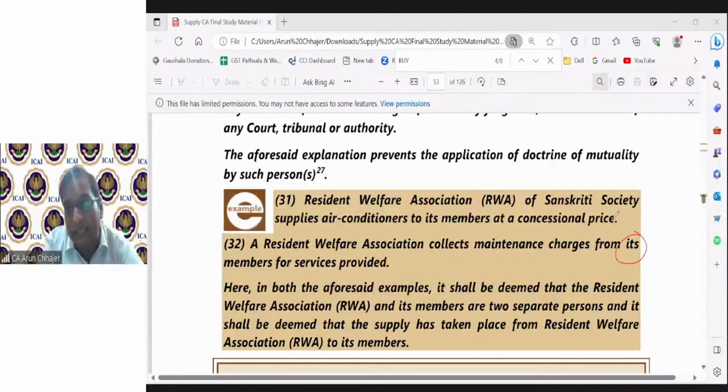Now, in the exemption notification, you will see that if the collection is up to 7,500 per month, in that case the transaction per se, the RWA collecting maintenance from the member, would be exempted in GST. So in the first instance, the transaction is taxable. Now, if the amount is within a certain limit, then it is exempted. If it is beyond that limit, then it is taxable in GST.